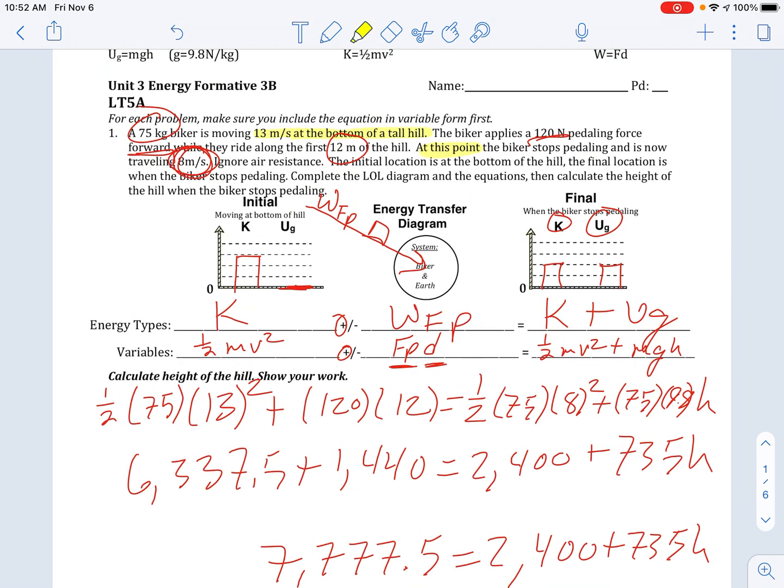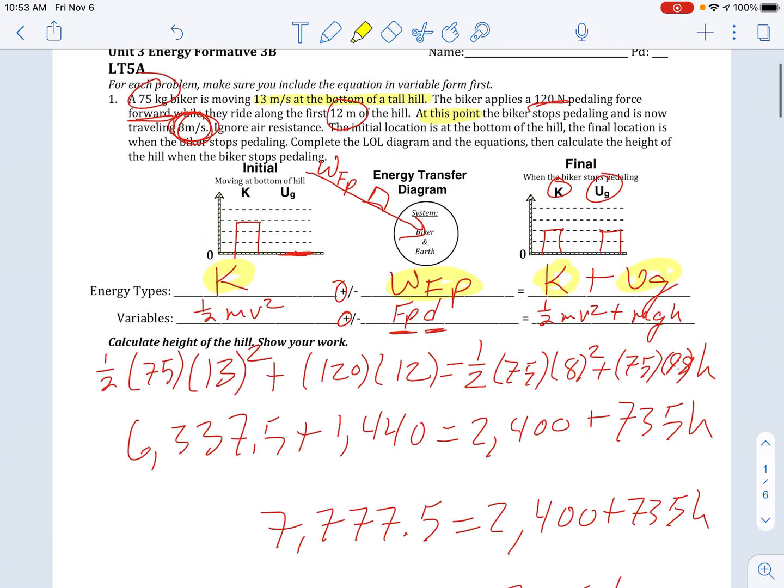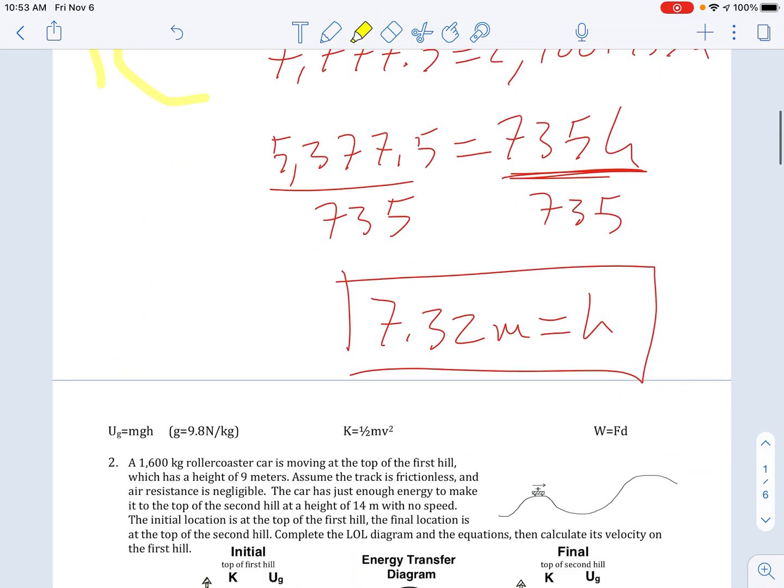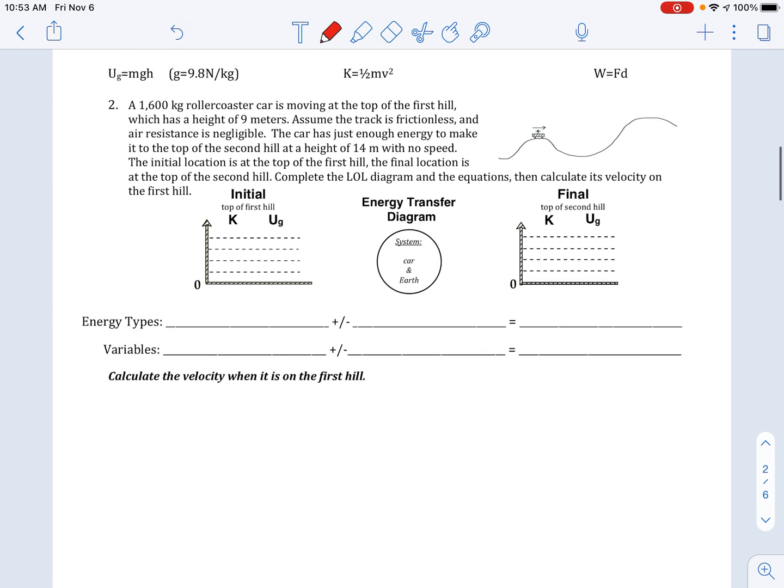Now this one, I will admit, is the hardest question in LT5a because it has so many different types of energy, right? We've got kinetic at the beginning, work in the middle, kinetic and UG at the end, okay? But like I said, if you get that LOL right, take your time with that, then things go easier from there. If you get the LOL right, these steps are pretty easy, the energy types and the variables. And then plugging numbers can be a little challenging, but after you get those numbers plugged in, it's all algebra. All right, let's try the second one of LT5a.